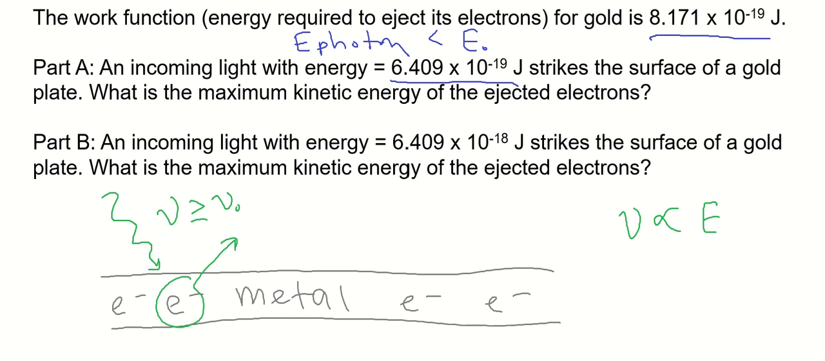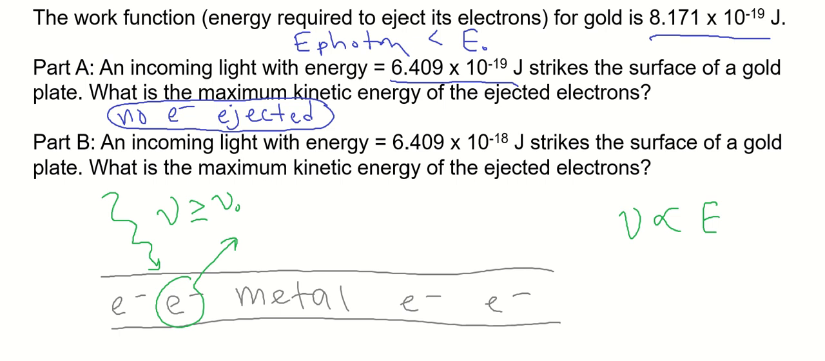So for part A, nothing's going to happen. There is no kinetic energy because there are no electrons ejected. So there's your answer for part A. That incoming light doesn't have enough energy.